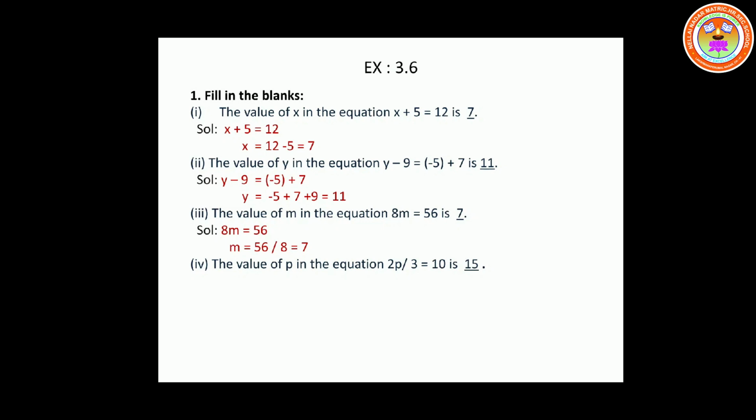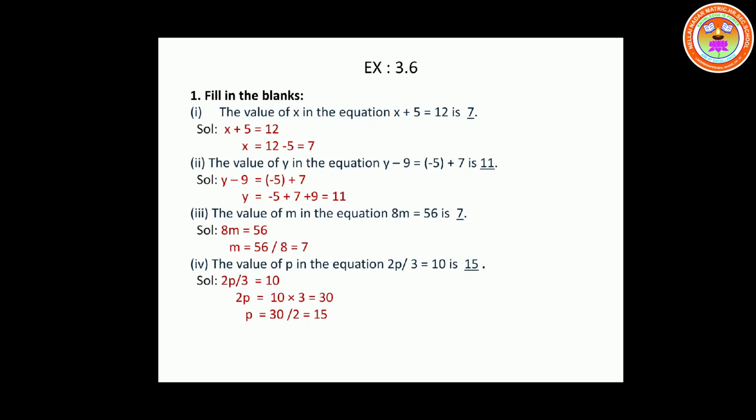So I have to find the value of p in the given equation. 2p divided by 3 is equal to 10. So what is going to happen here? The division by 3, when I transpose it to the other side, becomes multiplication.